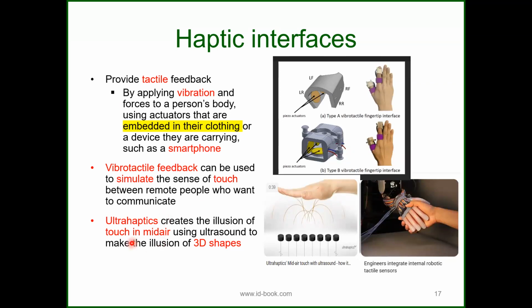The third type of feedback is called ultra haptics, which creates the illusion of touch in mid-air. For example, your hand is in the middle of the air, and you want to feel that something is touching it. It is created by using ultrasound to make the illusion of 3D shapes. So, this is called ultra haptic mid-air touch with ultrasound.